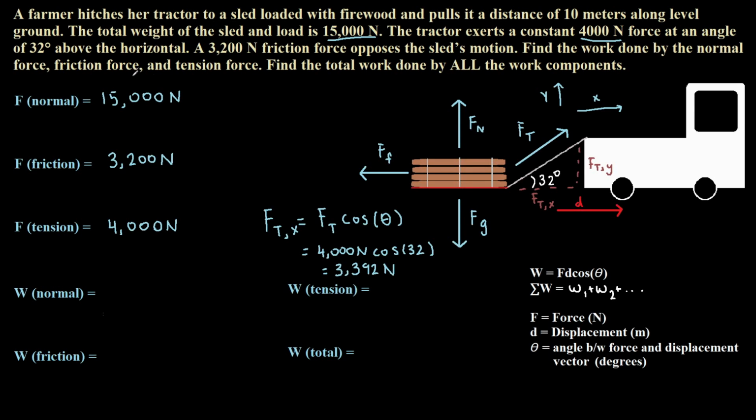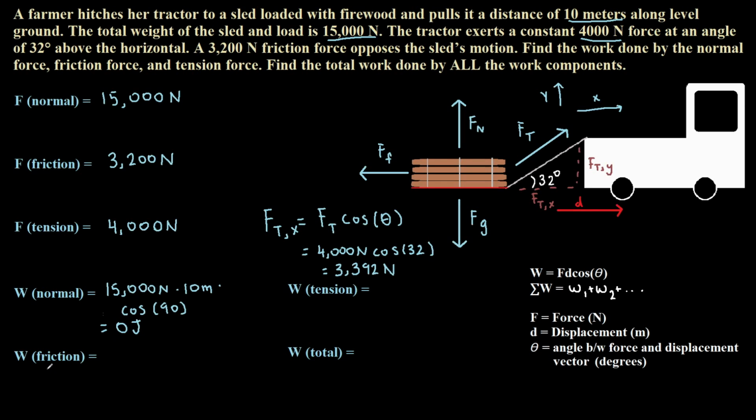Now that we know these three force values, let's solve for the work done by each of these forces. The work done for the normal force is going to equal 15,000 newtons times 10 meters, since that's the displacement, times the cosine of 90 degrees, because again, it is perpendicular to the displacement. And this is going to equal 0 joules. So again, forces that are perpendicular to the displacement are going to have 0 joules for work done.